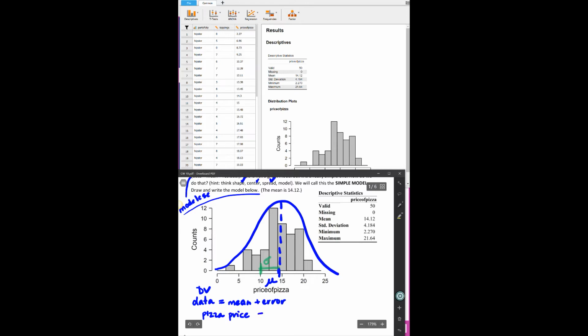equals the center, which in our simple model is going to be the mean. So let's plug the mean in here. And then you can always leave this plus error or plus or minus error to account for the fact that it's lower or higher. You could also plug in the standard deviation here, so 4.18, or writing SD. Any of these I would give credit for. I just want to make sure that they're represented in the model.